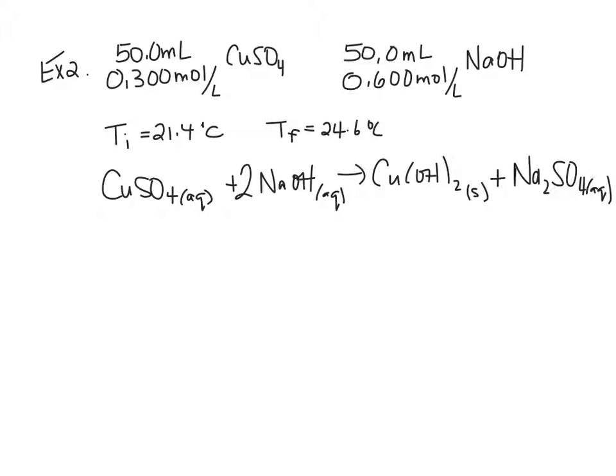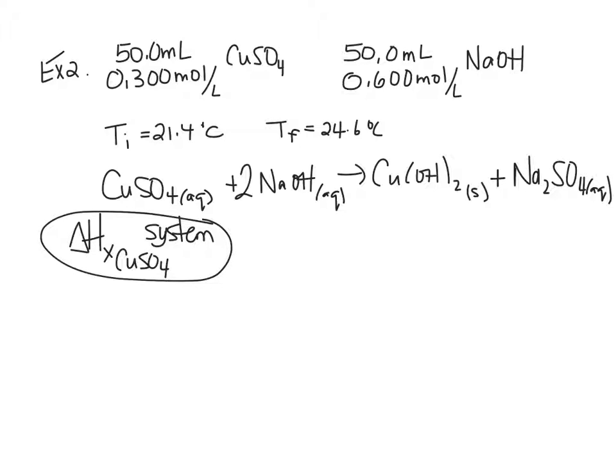Okay, so our system is going to be copper 2 sulfate, because we want to find the molar enthalpy of change for copper 2 sulfate. So that is going to be our system. The entire reaction occurs in a beaker. We mix 2 solutions together. You take the temperature of the solution, so the solutions are also your surroundings.